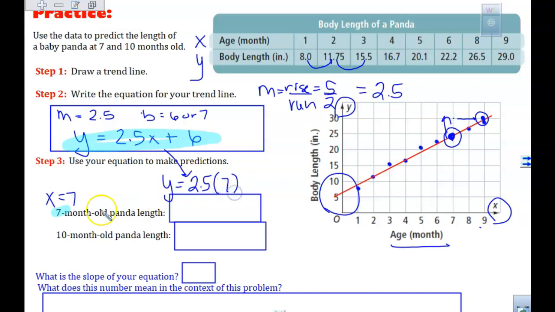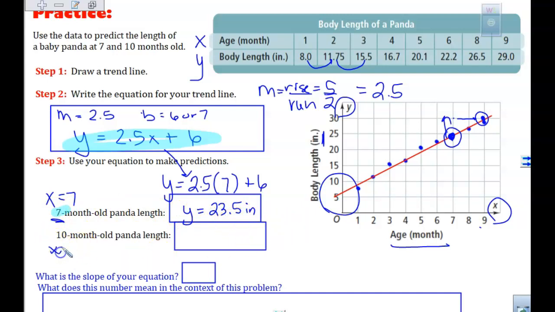Times 7. Does that make sense? Because I'm trying to find out when the panda is 7 months old, and then I'm going to have a plus 6. Please put that in your calculator. This is my y. We plugged in, and mine said we got 23.5. We're going to label that with inches because our label here was inches. So at 7 months, that panda is 23.5.